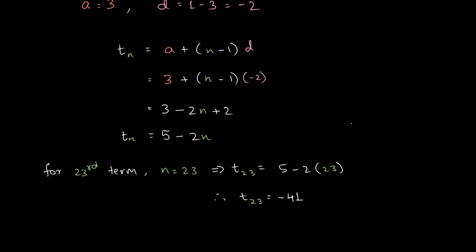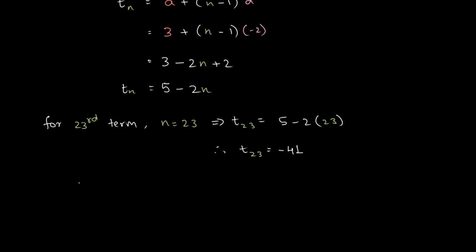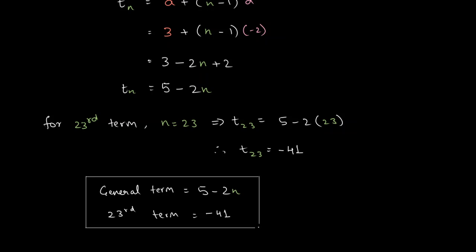41. So I have found the general term, which is 5 minus 2n, and the 23rd term, which is negative 41. So I can write my final answer. The general term is equal to 5 minus 2n, and the 23rd term is equal to negative 41. This is my final answer, which I can put in a rectangle.